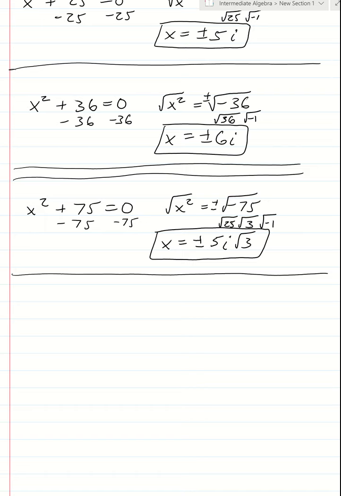Let's try another. Let's say we have maybe x squared plus the number 40 equals 0. Why don't you try that one? Pause the video, solve it, and when you're done, start the video up again and check your solution.